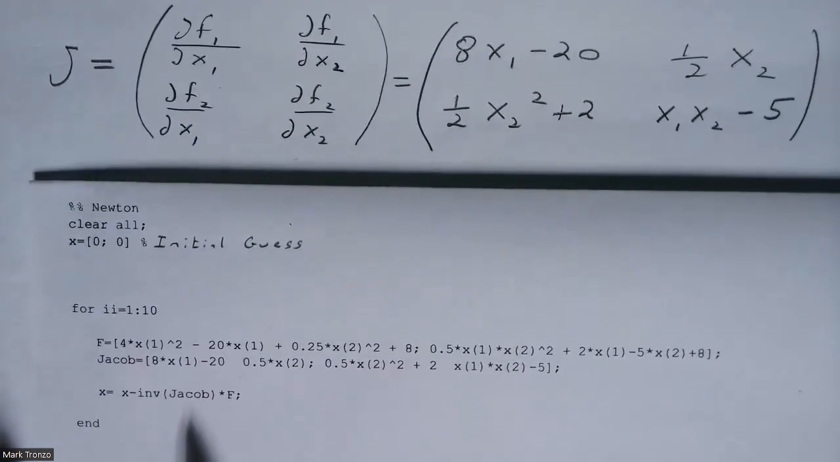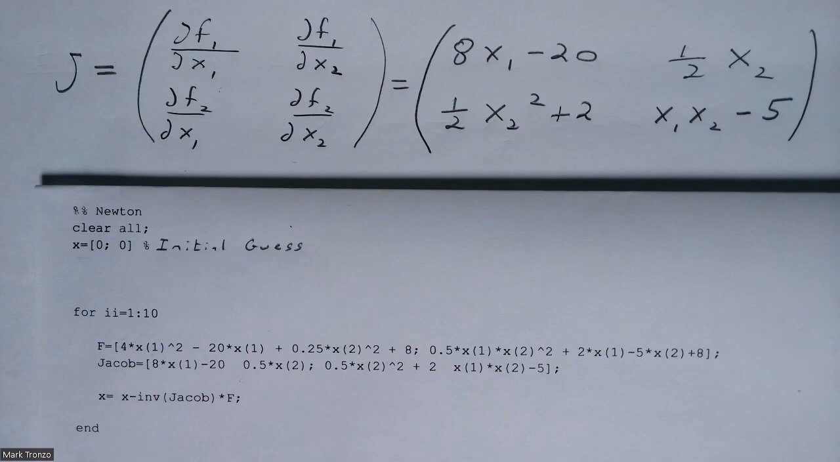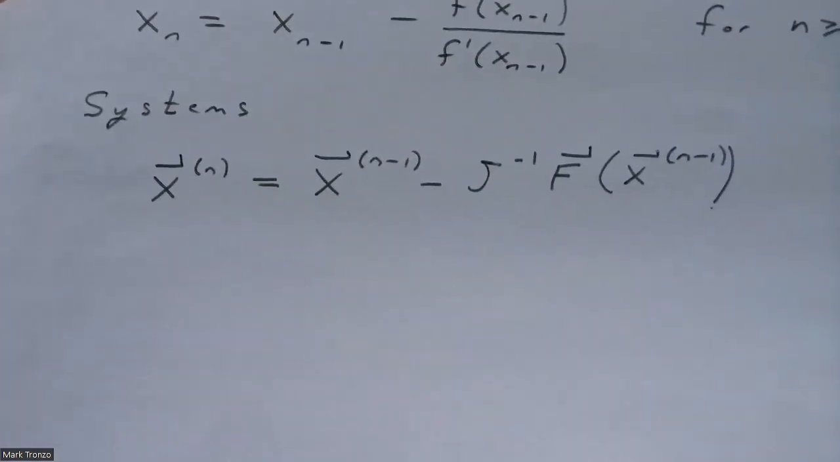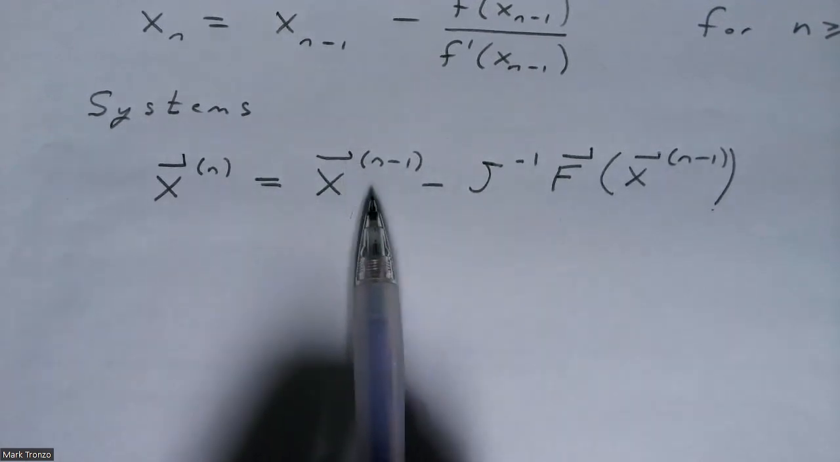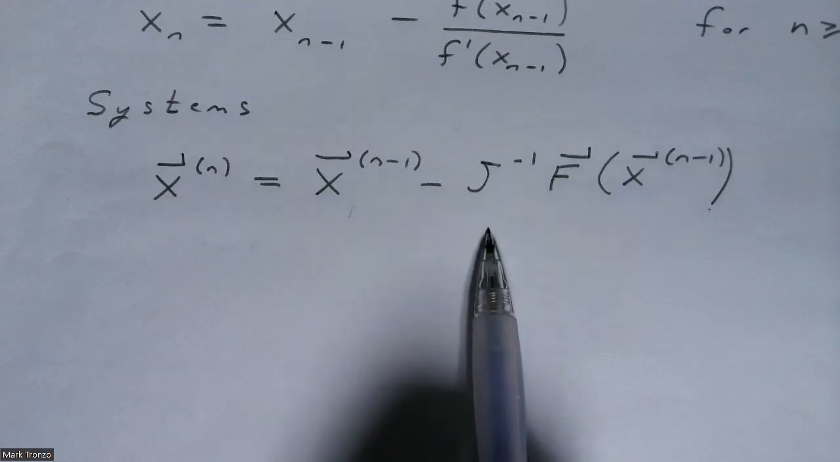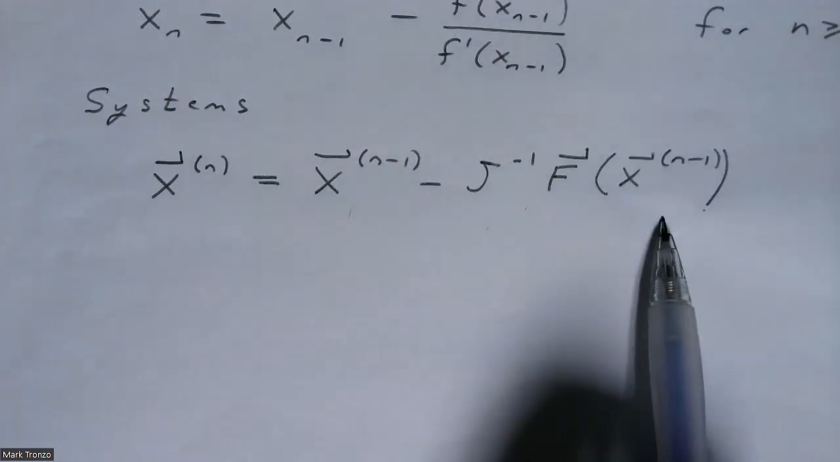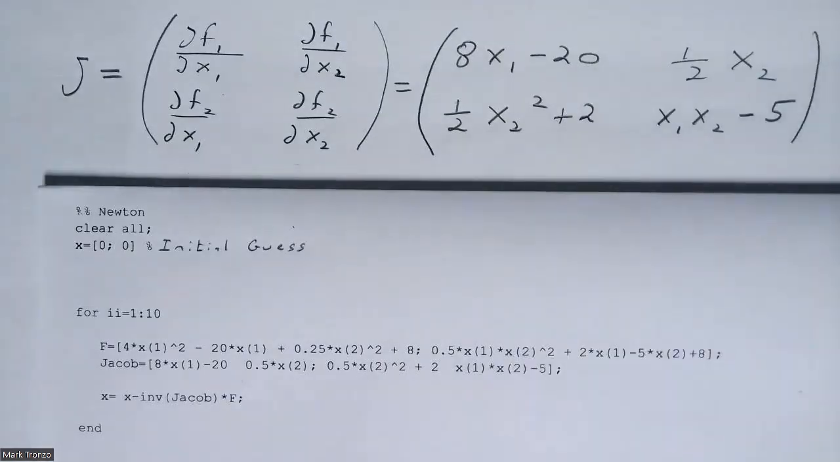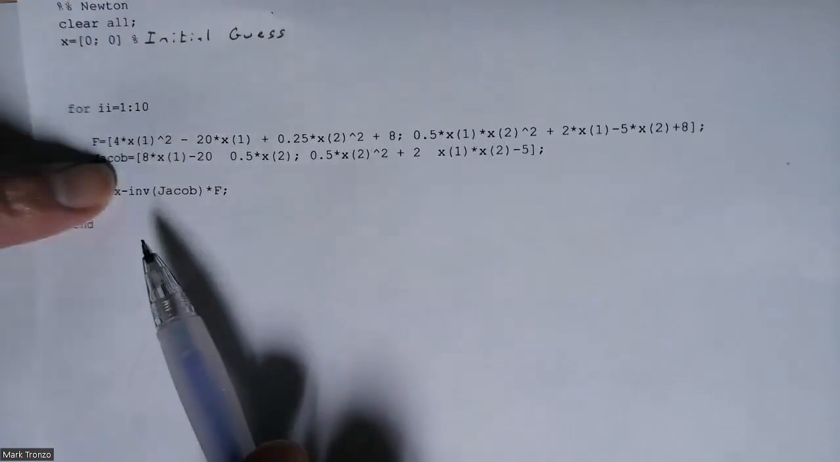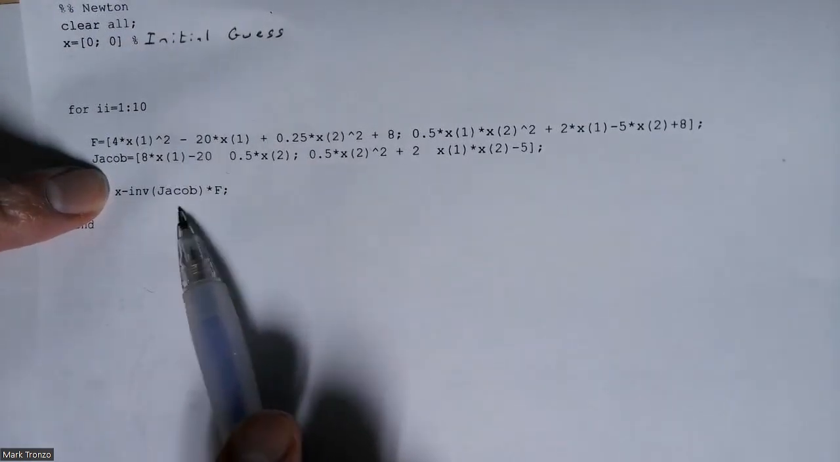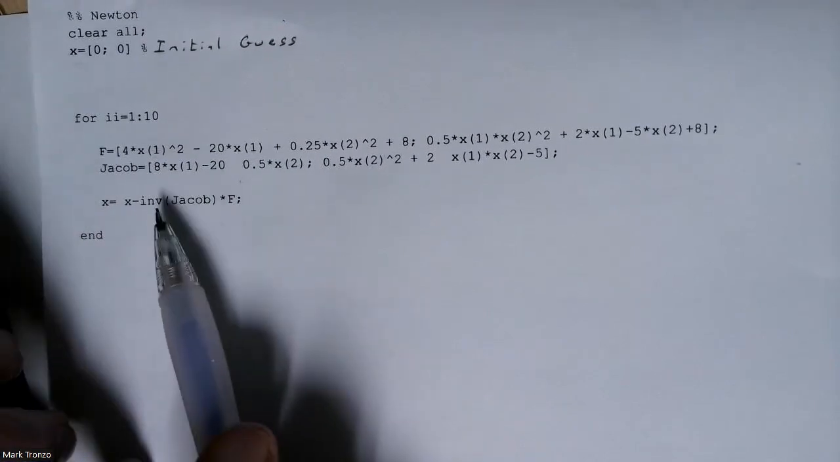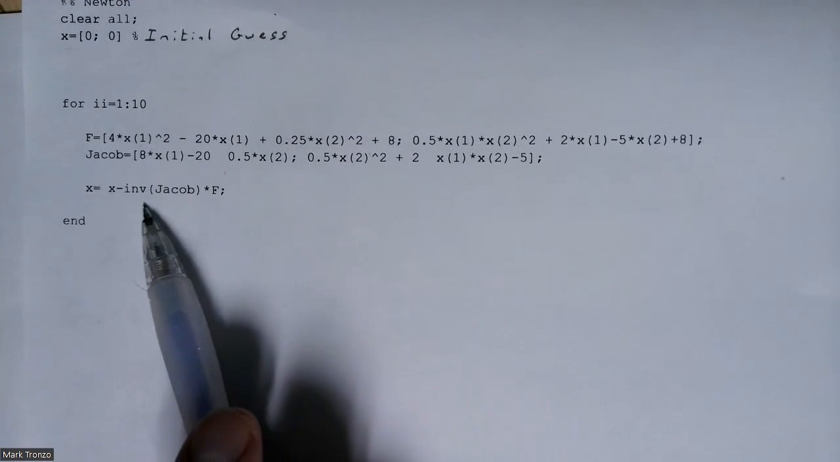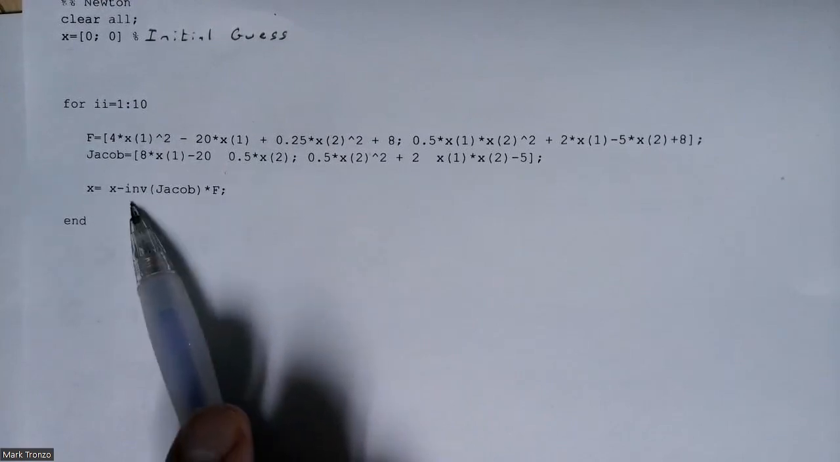And then here's the calculation that we had before. We had x equal to x at n minus 1, minus the inverse of the Jacobian times our function. And so, of course, remember in the computer, you just write it like this, then it'll put the answer back into the original x value. Now, MATLAB will probably give you a warning, saying that there's a quicker way to calculate this inverse.